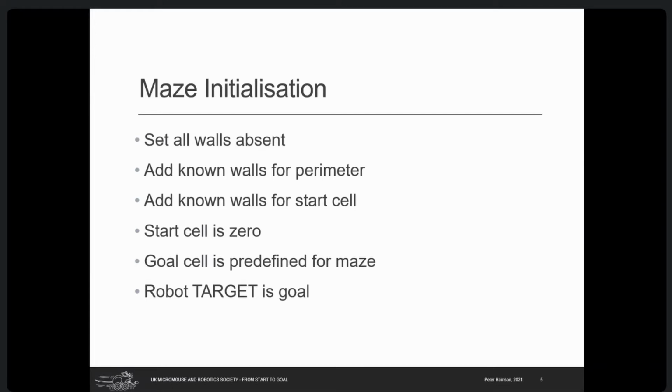So when you start off, you need to set all of the walls as being absent, add known walls for the perimeter, and known walls for the start cell.